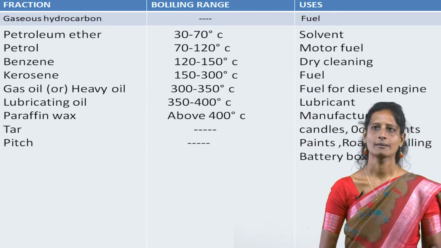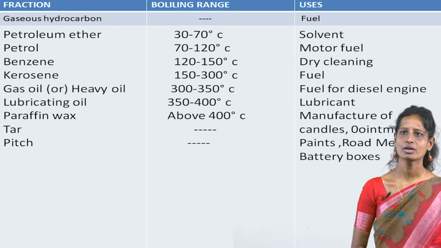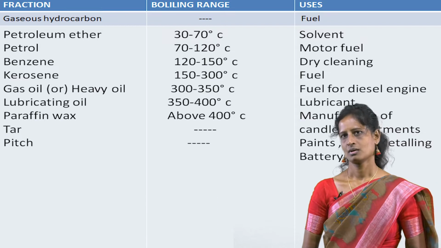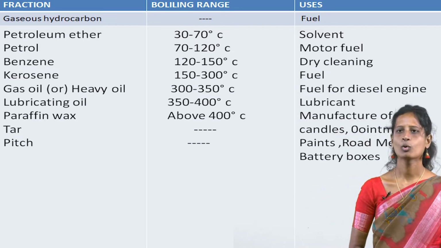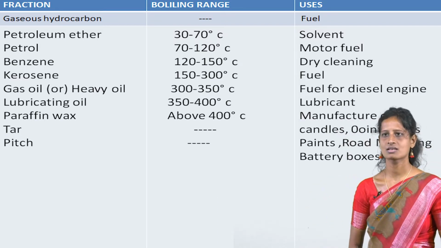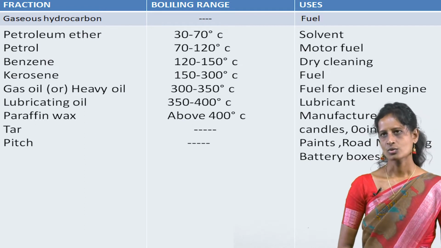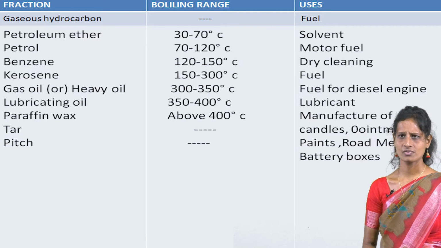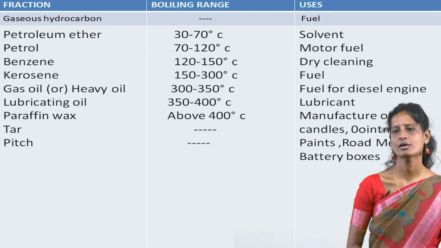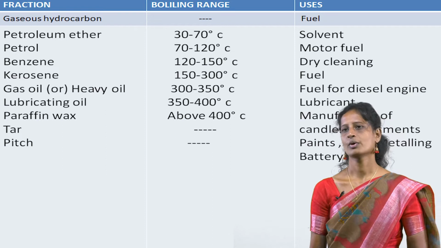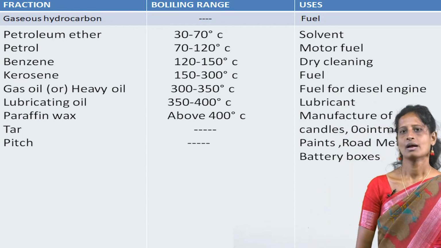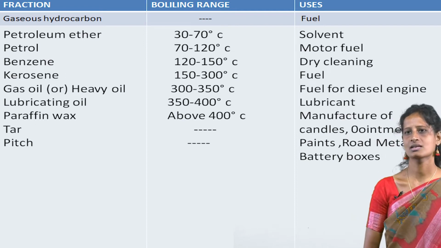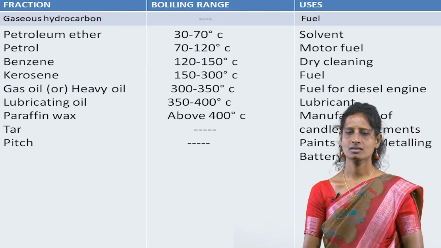Next one is benzene. It has a boiling range of 120 to 150 degrees Celsius and is used for dry cleaning purposes. Next one is kerosene. It has a boiling range of 150 to 300 degrees Celsius and is used as a fuel for domestic purposes. Next, gas oil or heavy oil, with a boiling range of 300 to 350 degrees Celsius, is used as fuel for diesel engines. Next one is lubricating oil. It has a boiling range of 350 to 400 degrees Celsius and is used for lubricants.